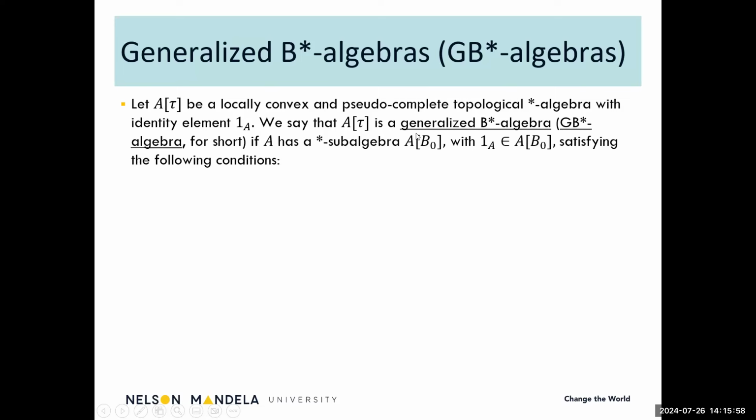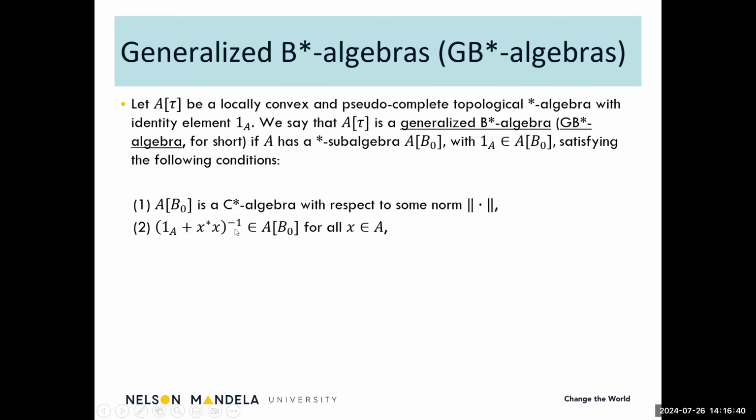And then we say that (A, tau) is a generalized B star algebra, or we just call it GB star for short, if A has a star subalgebra, A_B0, containing the identity and satisfying the following conditions. The star subalgebra is again a subalgebra of A, but closed under the involution star. First, A_B0 is a C star algebra with respect to some norm, which is usually the Minkowski functional coming from that algebra.